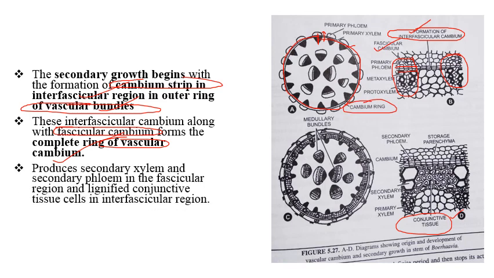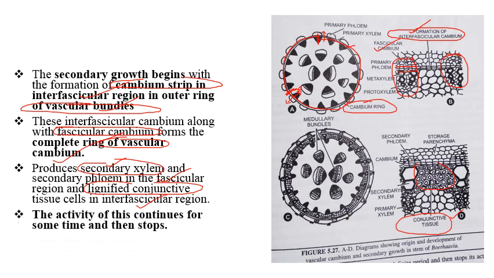It produces secondary xylem and secondary phloem in the fascicular region, that is xylem towards the inner side, और जो phloem है बाहर की तरफ बनता है in the fascicular region, और in between this interfascicular region यहाँ पे बनता है conjunctive tissue. In the fascicular region it will form the secondary xylem, secondary phloem, while lignified conjunctive tissue is formed in the interfascicular region. जो interfascicular region है वहाँ पे बनता है lignified conjunctive tissue. So the activity of this continues for some time. जो कैम्बियम की एक्टिविटी थोड़े टाइम के लिए रहती है, then it stops or ceases.